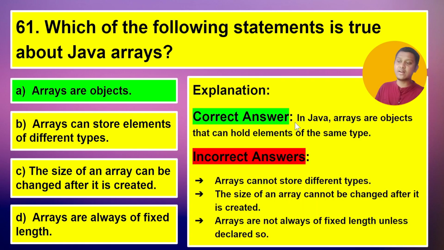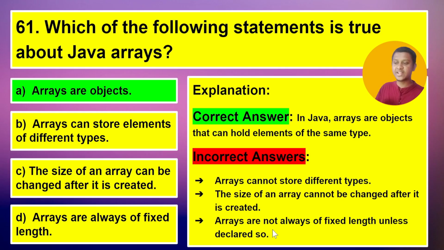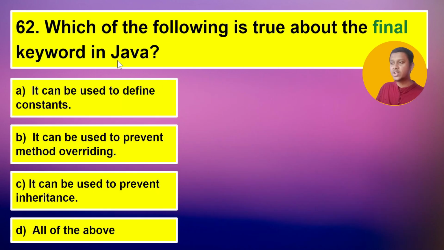As you can see, in Java, arrays are objects that can hold elements of the same type. And why are the other options incorrect? Because arrays cannot store different types of data. The size of an array cannot be changed after it is created, and arrays are not always of fixed length unless declared so.